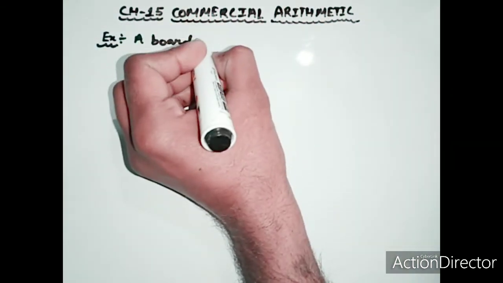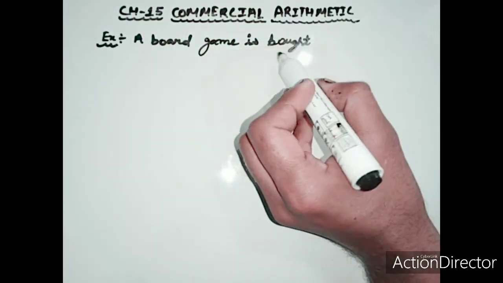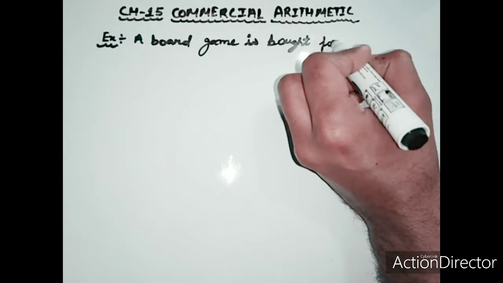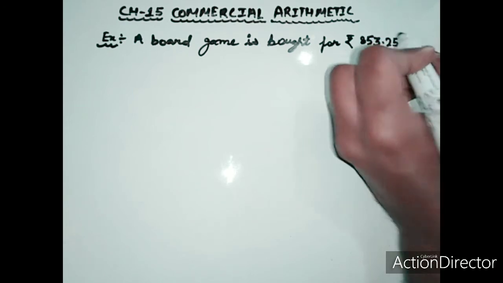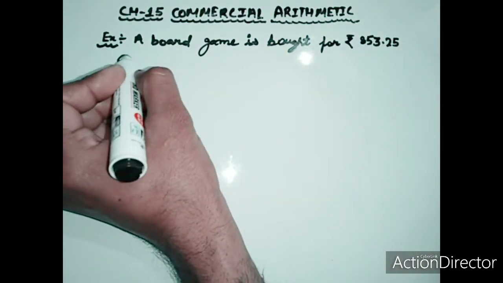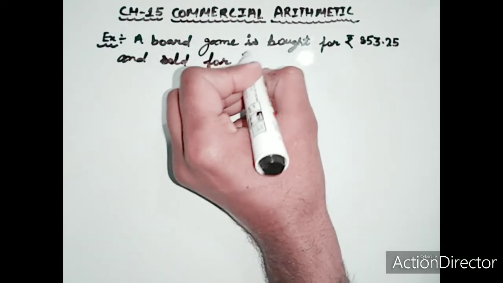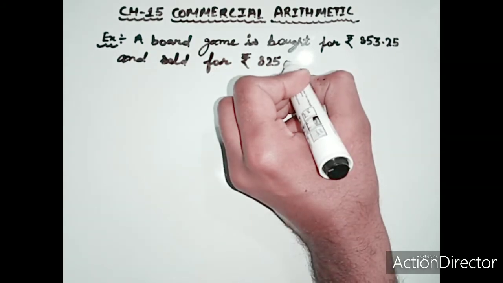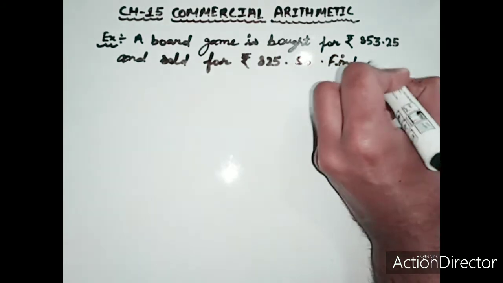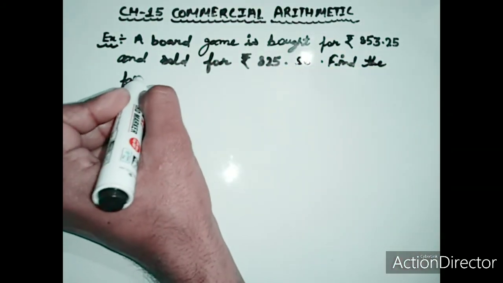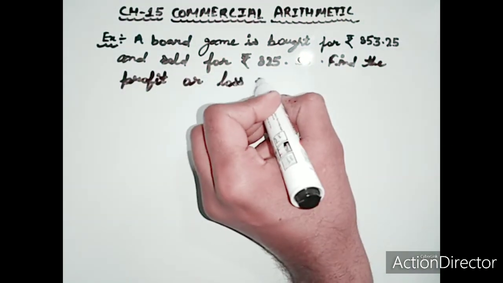A board game is bought for rupees 853 and 25 paise and sold for rupees 825 and 50 paise. So here we find the profit or loss made.